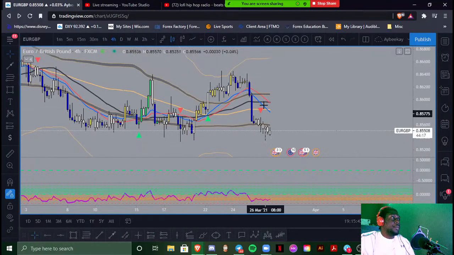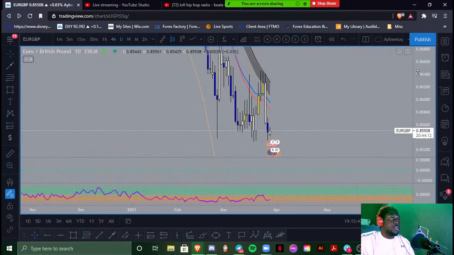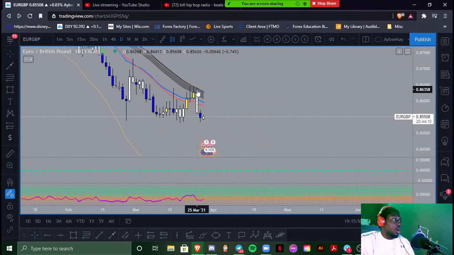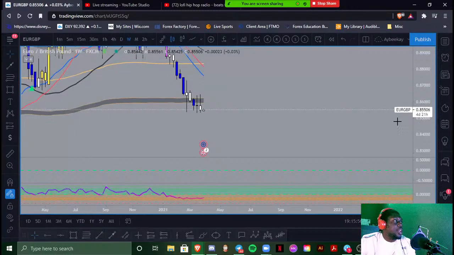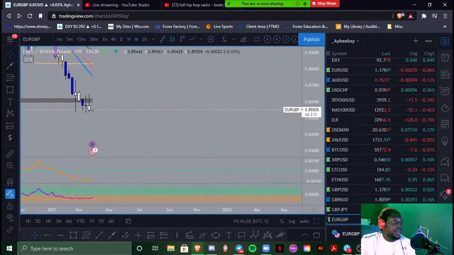4 hour destruction. Daily time frame, don't even talk about it. Rejection. Oh, big engulfing daily candle, like seeing that. A weekly time frame, forget about it. Rejected off of the lower danger zone. So yeah, I'm very bearish on Euro GBP.